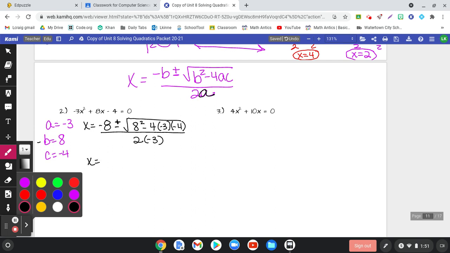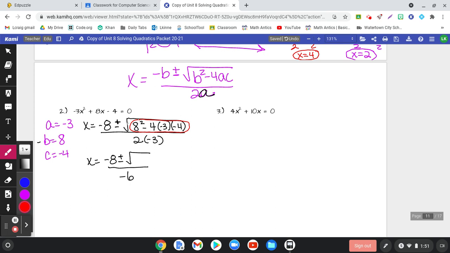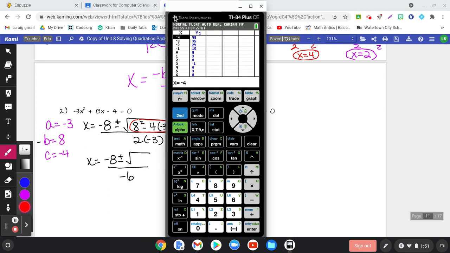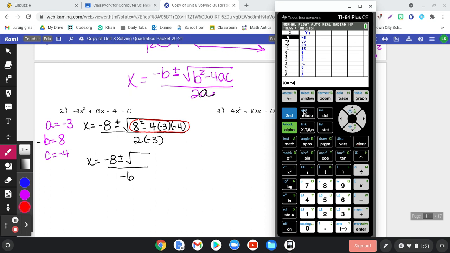All right, so now let's simplify. I'm going to bring that negative 8 down. My plus or minus, I'll make a smaller square root. And in the denominator, we have 2 times negative 3, which is negative 6. So again, we're going to take just what's underneath the square root. We're not going to put the square root into our calculator. We need to check and see if it's a perfect square or not, and what that value is. If you try to hit clear, nothing happens. If you notice right here next to second, it says quit, hit second mode, get you right back here. Okay, so 8 squared minus 4 times negative 3 times negative 4. Again, it looks exactly like this in my calculator.